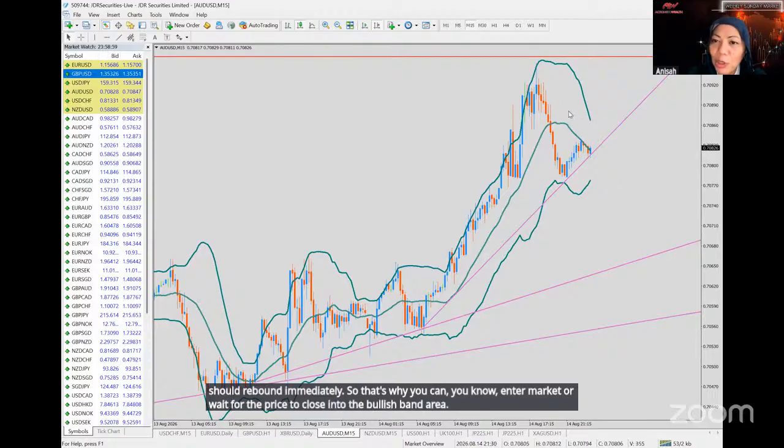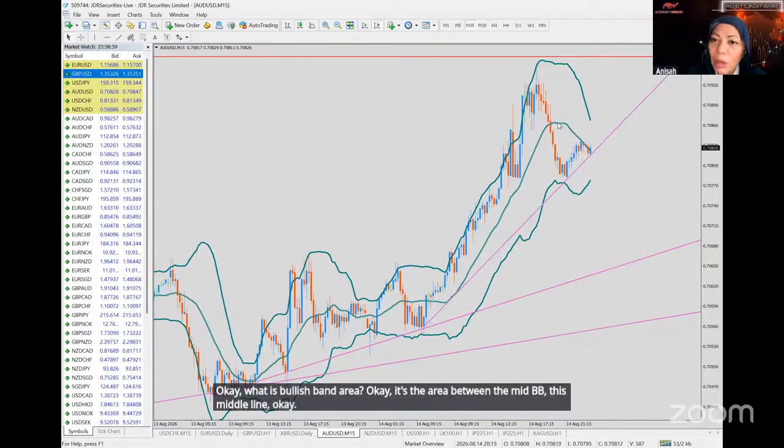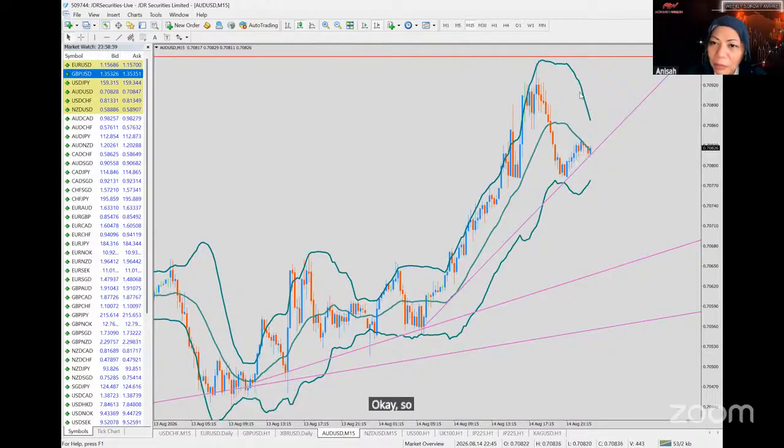Okay, what is the bullish band area? It's the area between the mid BB, this middle line. This is the mid BB or moving average 20. The line above MA20 is the upper BB line, and the line below the mid BB is the lower BB line.